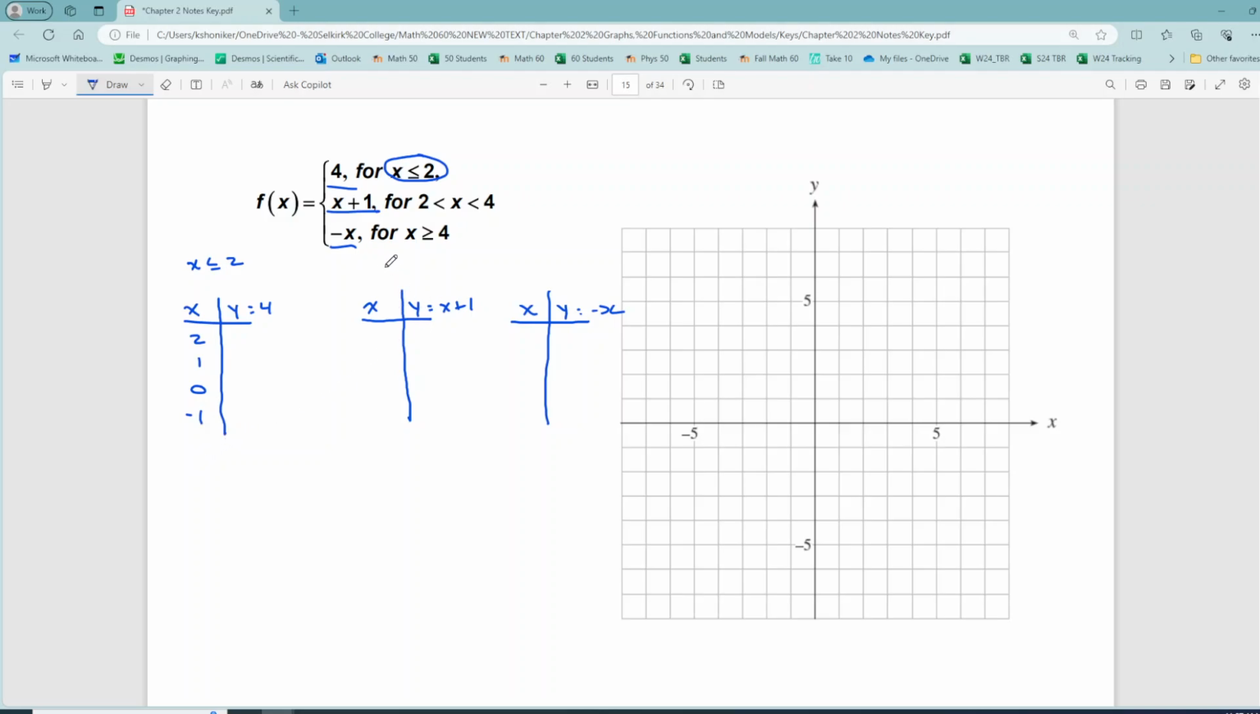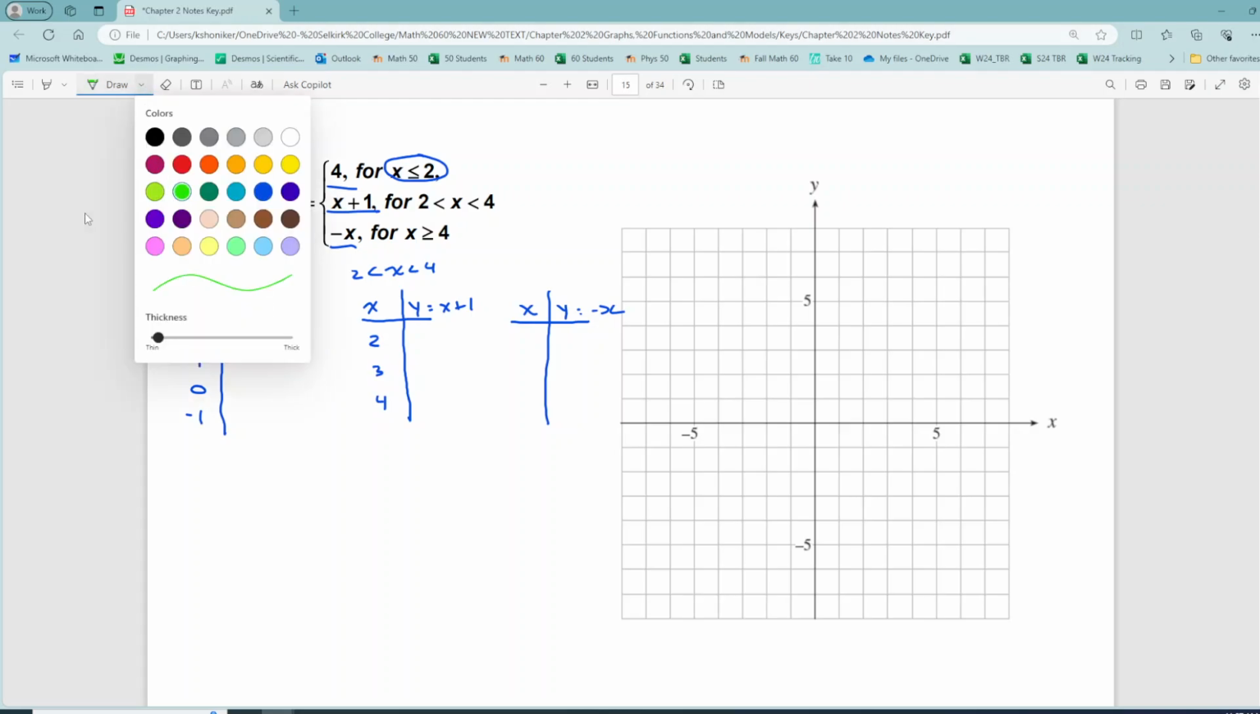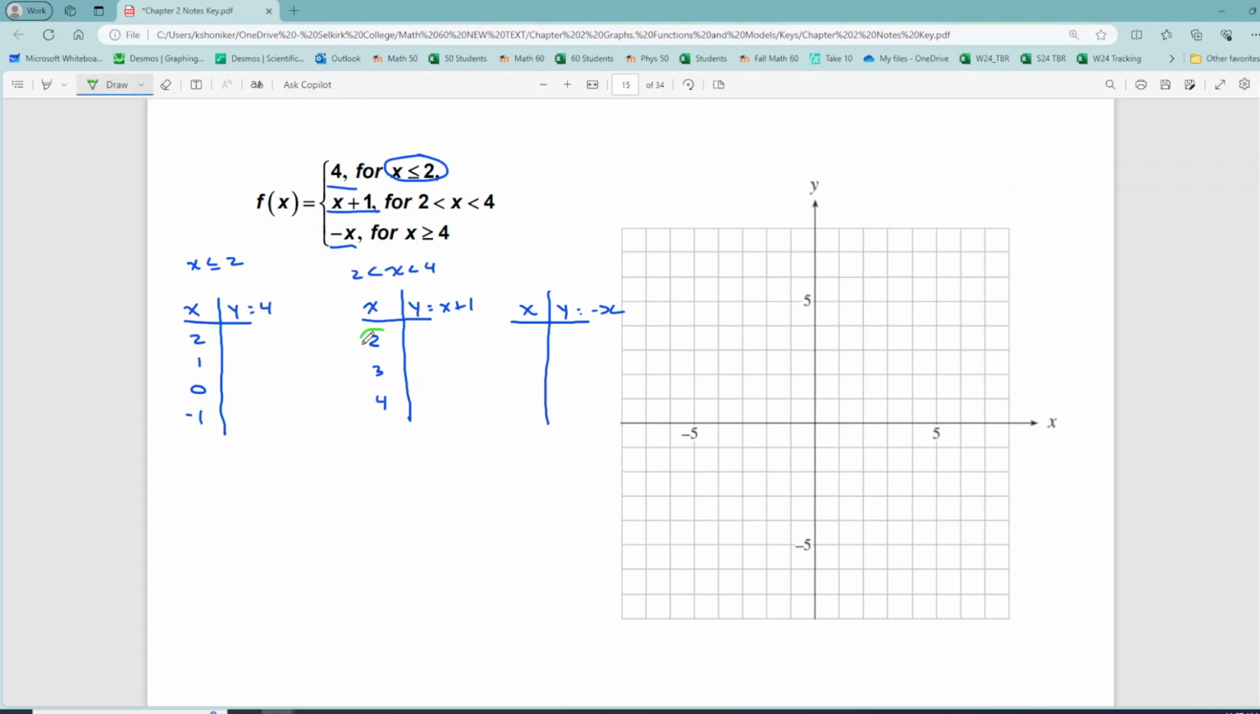For this next one, I'm picking values that are greater than 2 but less than 4. So again, I'm going to pick 2, and I'm going to pick 3, and I'm going to pick 4, but they're not equal to 2 and 4. So I'm going to circle the 2 and the 4. And then my last section is going to be for x values that are greater than or equal to 4. So I'm going to pick things like 4, 5, and 6, right? And I don't need any open circles.